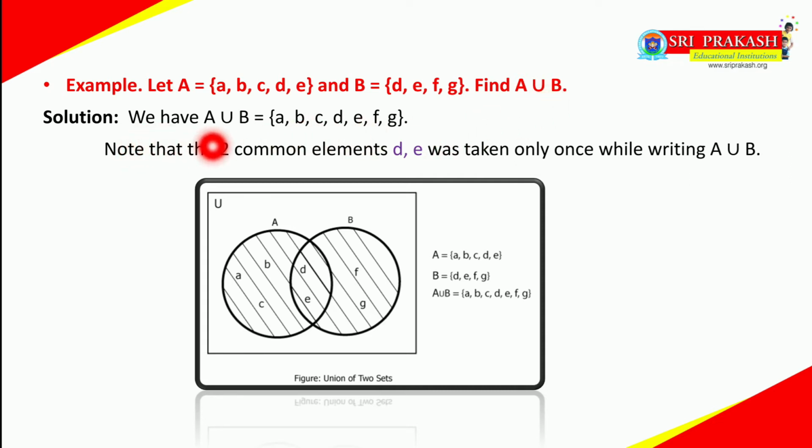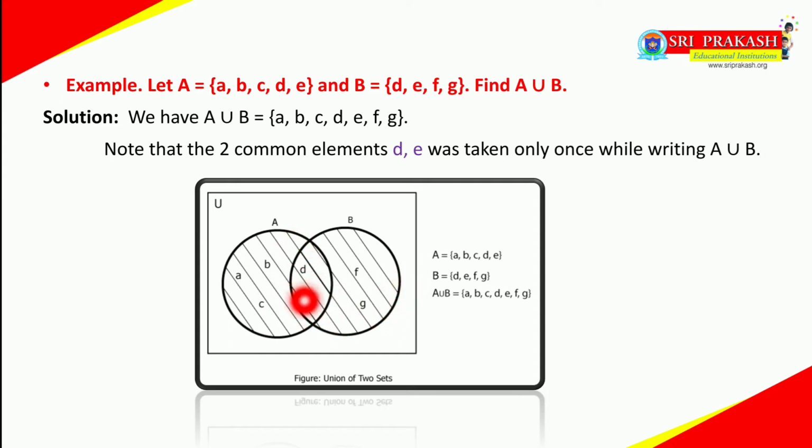Here we have A union B is equal to {A, B, C, D, E}, which are the elements of A, and {D, E, F, G}, which are the elements of B, but we have to observe that the common elements, D and E, were taken only once while we are writing A union B. The same is explained through a Venn diagram for your better understanding.